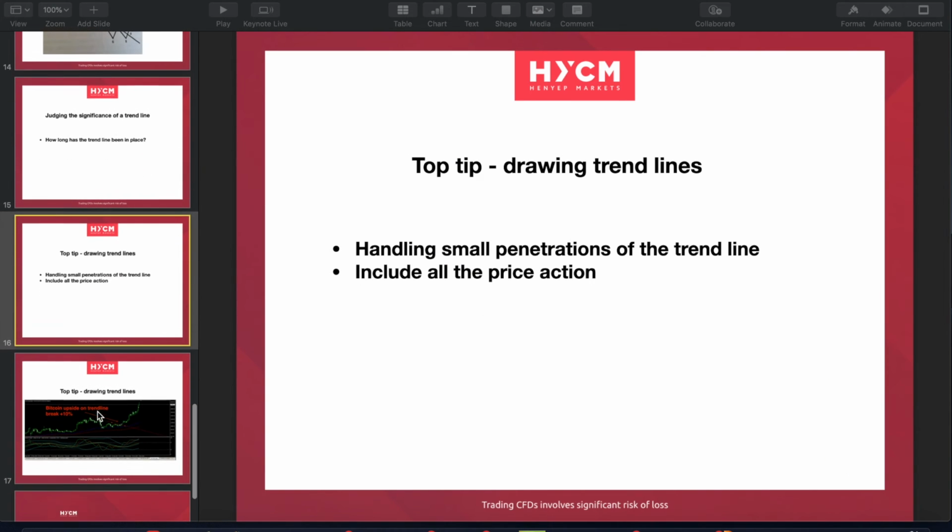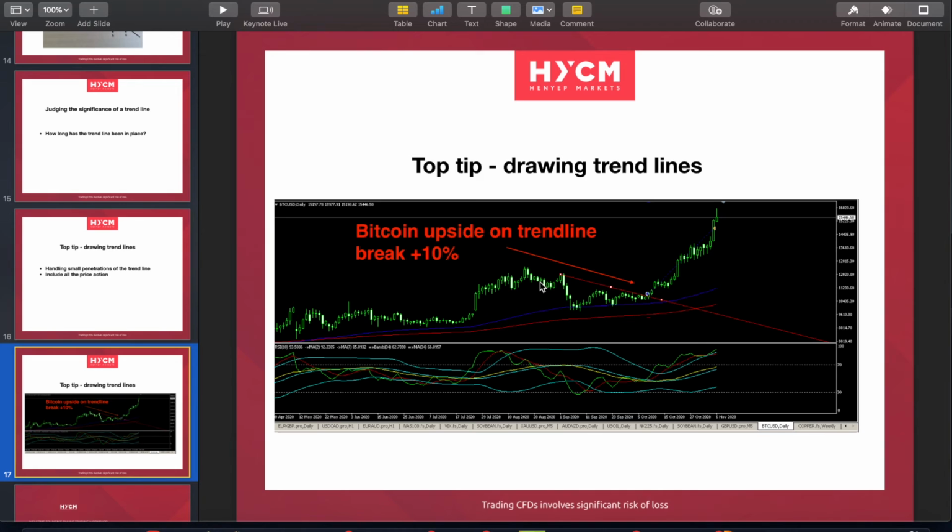Okay, so here's another trade. This happened to be my best trade of the year. One trade that increased my account by 10%, and it was simply a trend line break on Bitcoin. The fundamentals of Bitcoin became very good around early October.